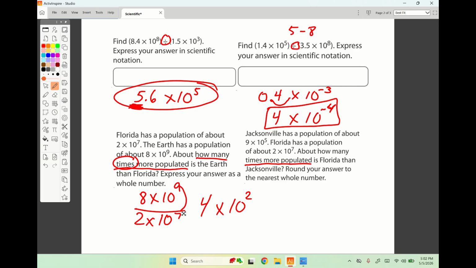Alright, let's do this last one. So here Jacksonville has a population of 9 times 10 to the 5th power. Florida has a population of 2 times 10 to the 7th. So we're going to divide 2 times 10 to the 7th, the bigger value, by the city of Jacksonville.